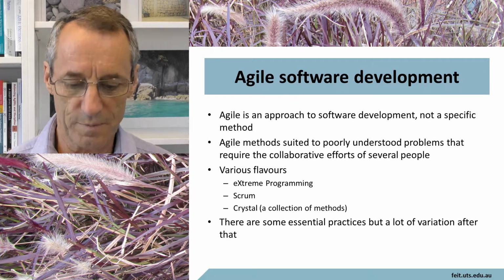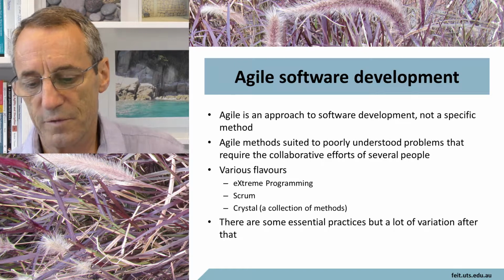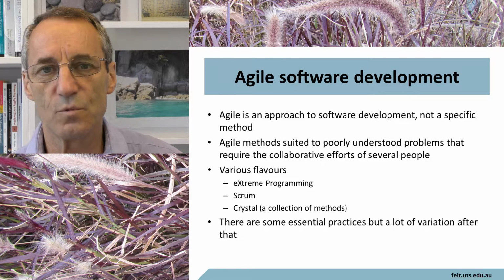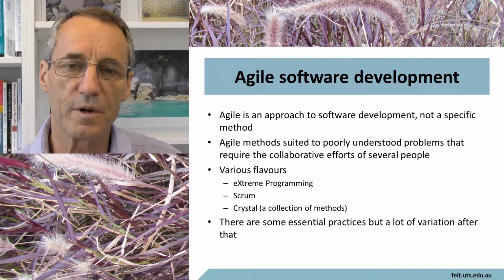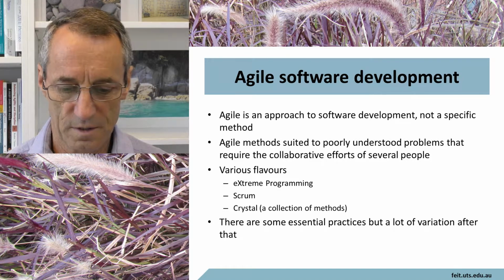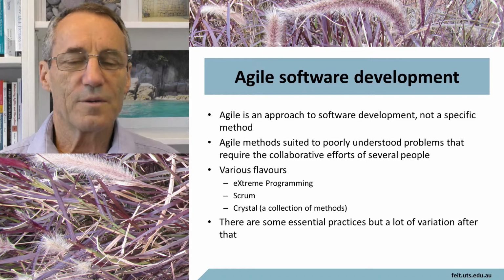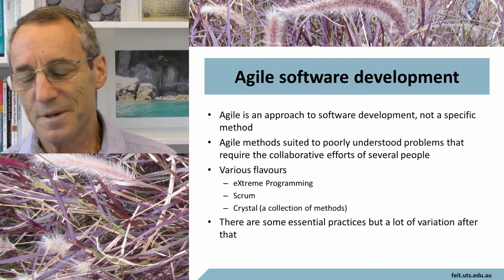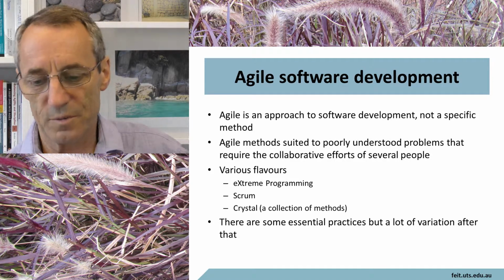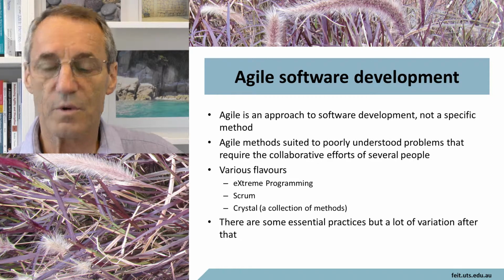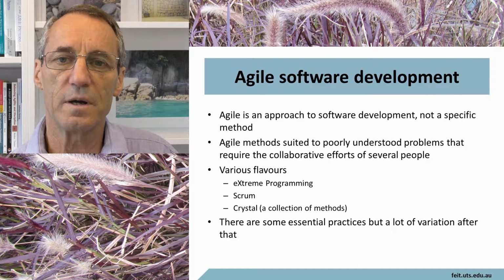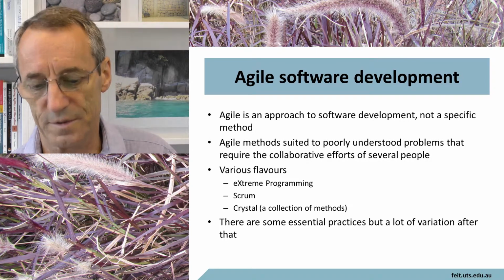Now, Agile software development is an approach to software development, not a specific method. All right, so it's in some ways quite wrong to talk about Agile software development, because there isn't such a thing. It's a collection of different methods. And there we get into arguments about which one's the right one. It doesn't matter. They're all similar. The Agile methods are suited to poorly understood or incompletely understood problems that require the collaborative efforts of several people to try and figure out what to build and how to build it.